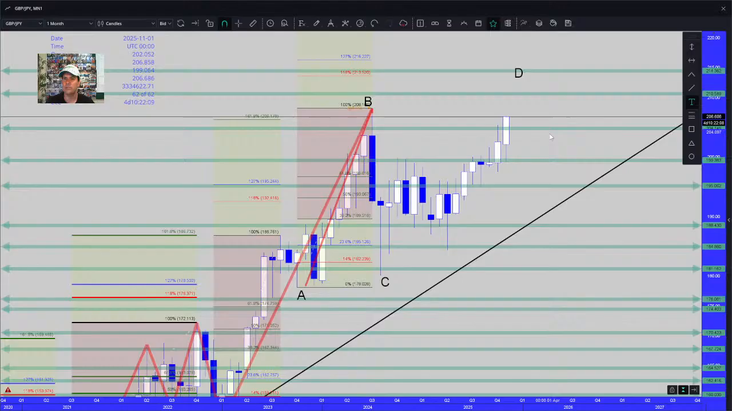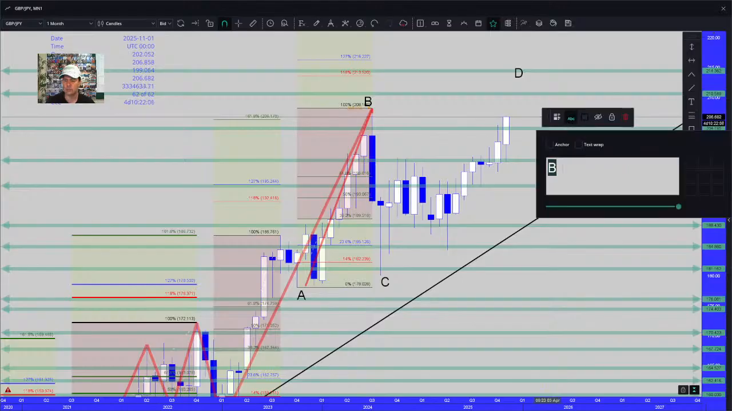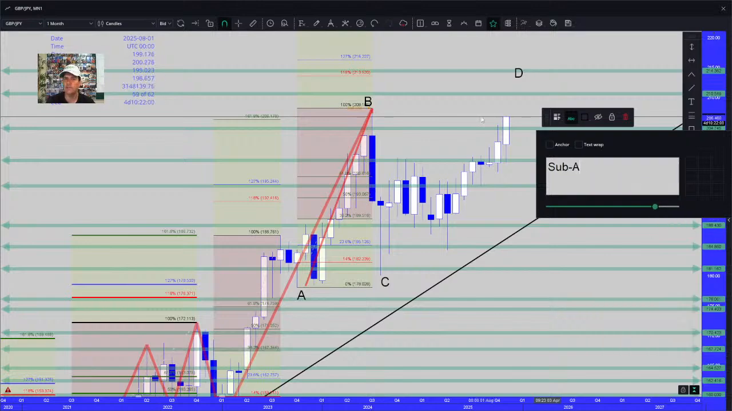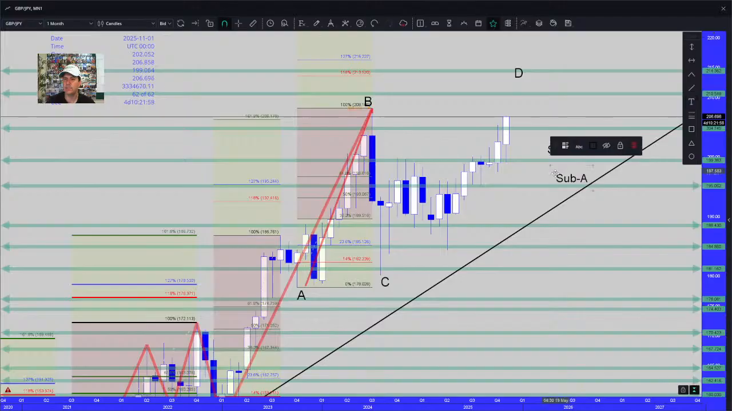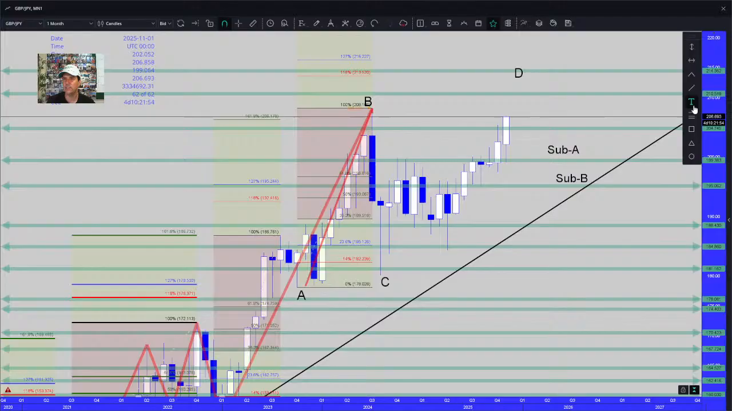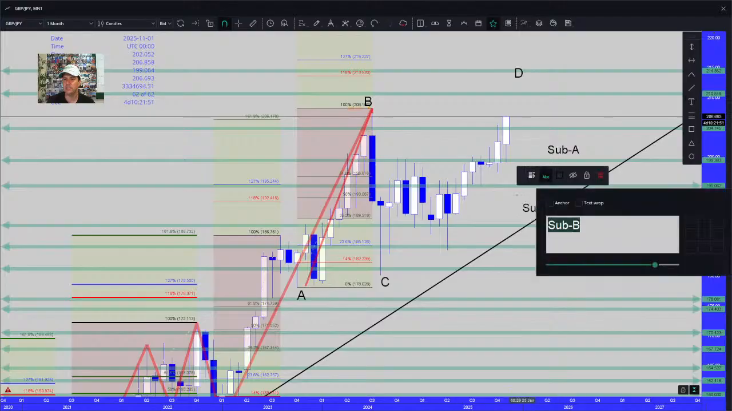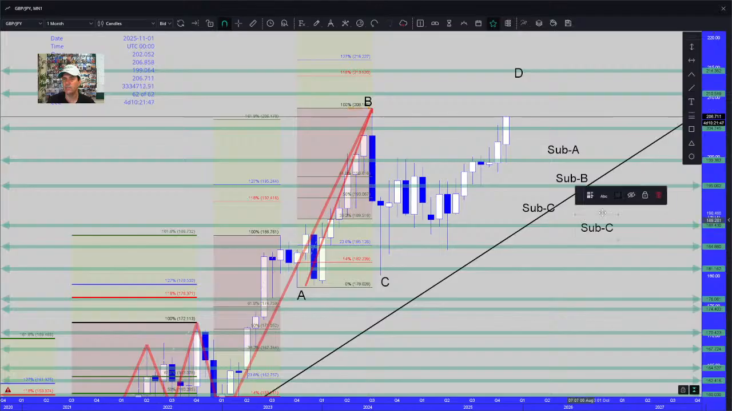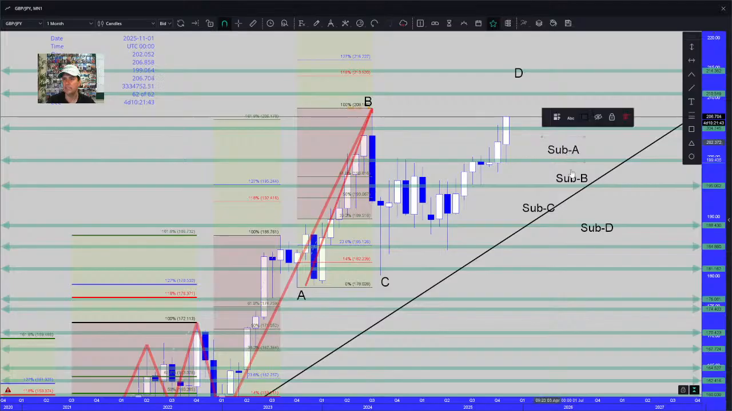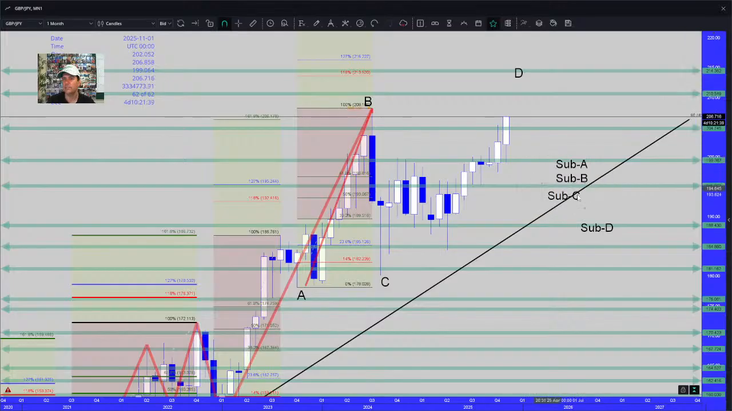All right, now we are going to try to chart sub A, and then we're going to have the sub B, and then the sub C, and then the sub D. Sub A, sub B, sub C, sub D. Okay, everybody?